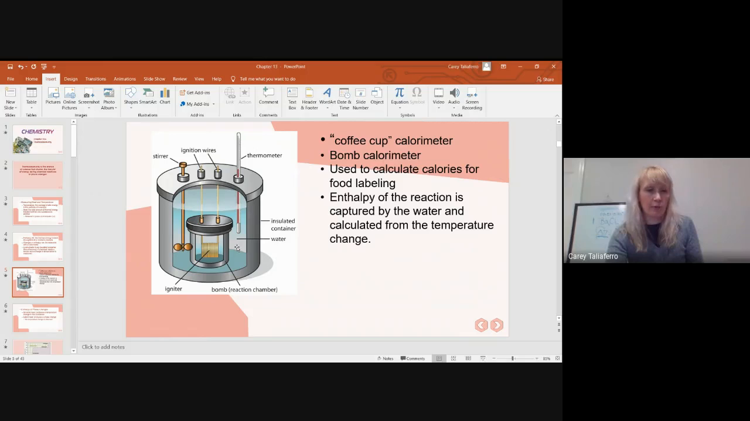Okay, that's how those calorimeters work. Even if it were just a simple bomb calorimeter, you would still be doing the same thing. You would still be measuring the change of the temperature of water that's surrounding whatever chemical reaction you have going on.